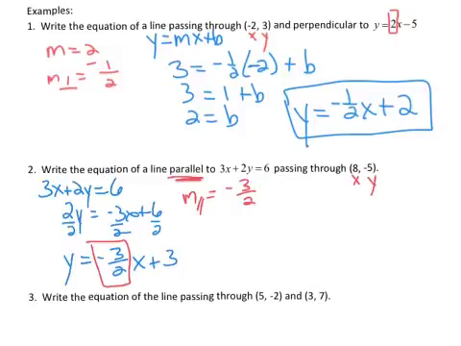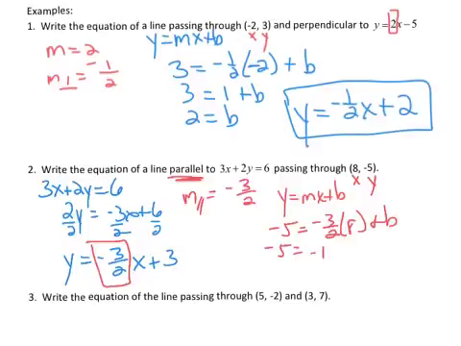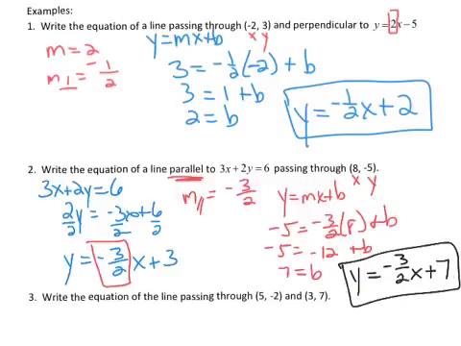So now I substitute all my new information into y equals mx plus b. So negative 5 is equal to negative 3/2 times 8 plus b. Negative 5 is equal to negative 12, I think, plus b. So b is going to be positive 7. I've got to write my final line equation though, so my final answer is y is equal to negative 3/2 x plus 7. So once you find the value of b, you still have to write your final equation.